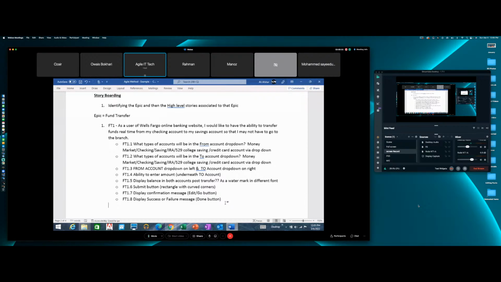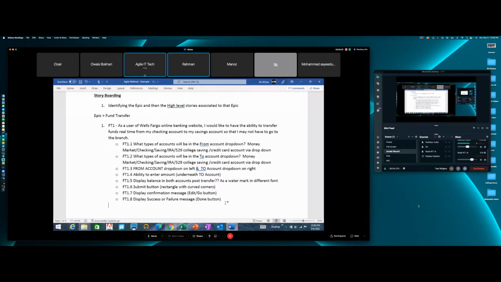Now, maybe 1.5 is part of this confirmation message. Can it? Yeah, it can be. It could come here, right? Agreed? One possible location. Agreed?